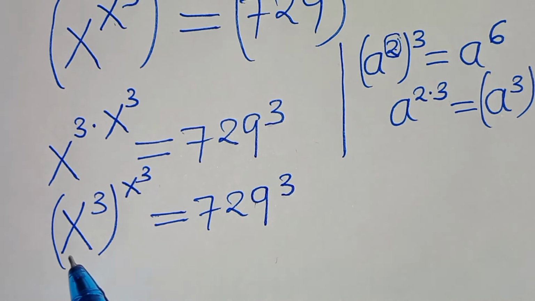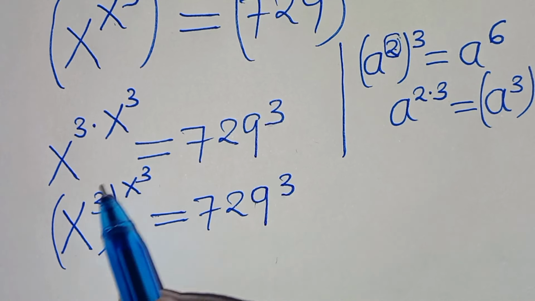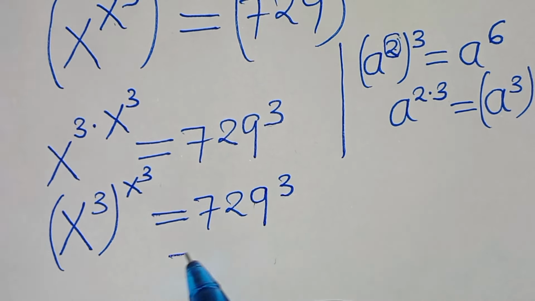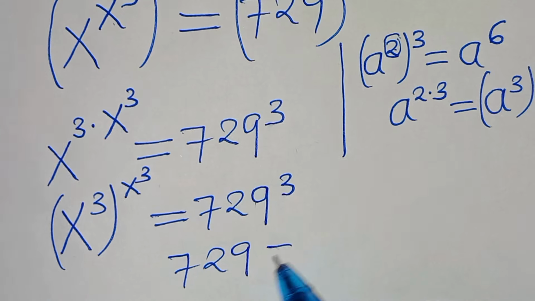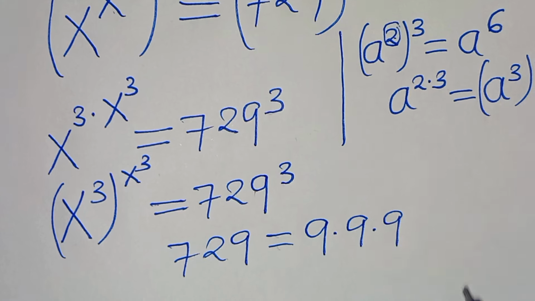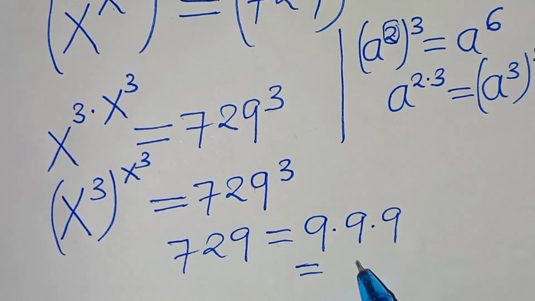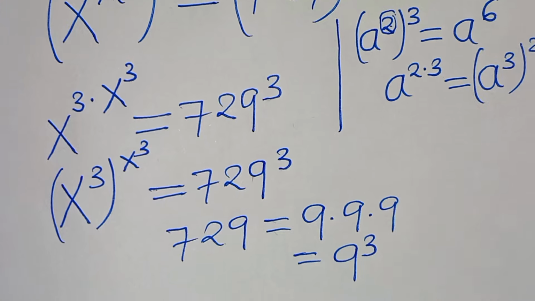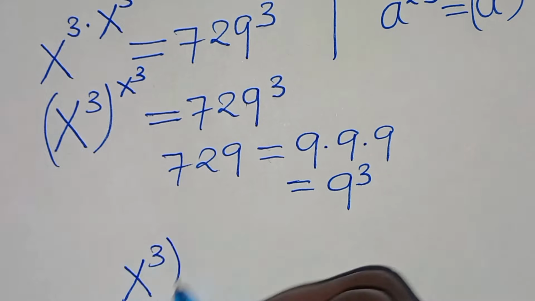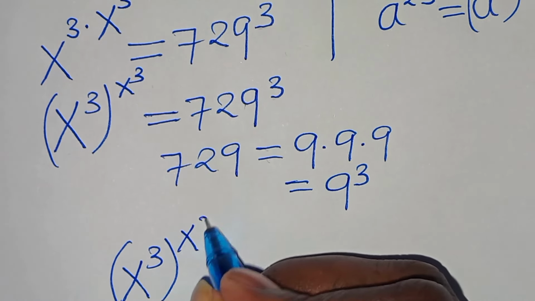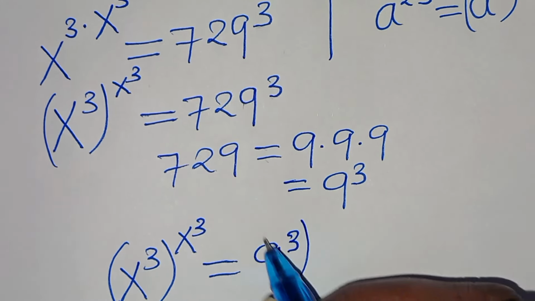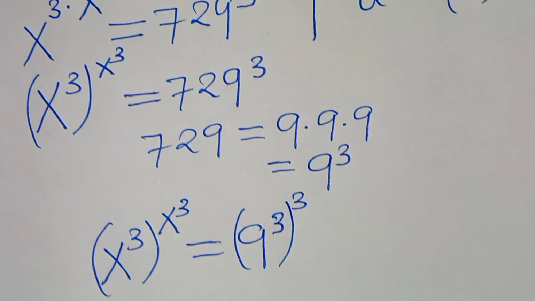Now, you find that the base here, x to the power of 3, is the same as the exponent here, x to the power of 3. So we can express 729. This is the same thing as 9 multiplied by 9 multiplied by 9. And this implies that this is the same thing as 9 to the power of 3. So we can express this as x to the power of 3 raised to the power of x to the power of 3. This is equal to 9 to the power of 3 raised to the power of 3.